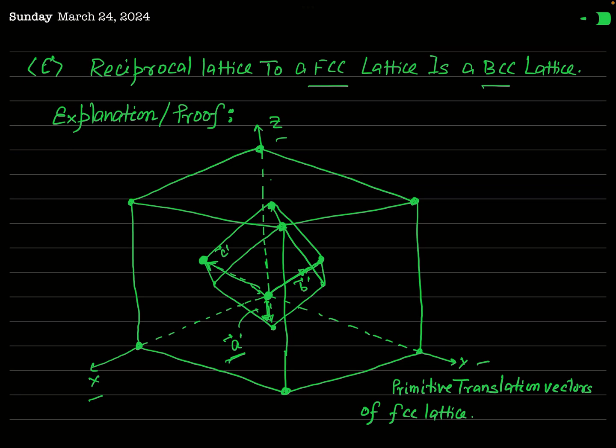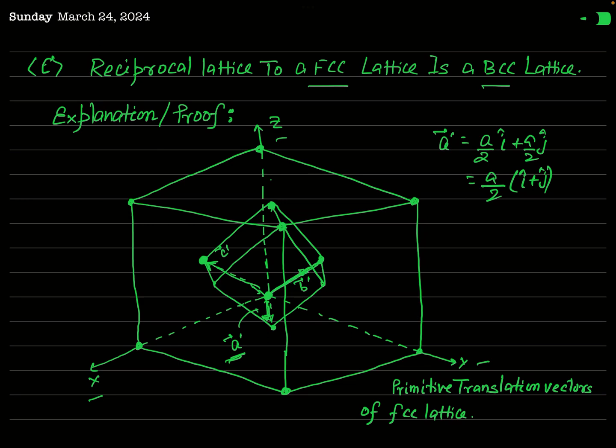Actually, it is clear from this figure that this A prime lies in XY plane. See here. Since A prime is in XY plane, its Z component will be 0, because the Z axis is perpendicular to the plane in which this A prime is lying. So A prime will have only two components: one will be the X component, and another will be the Y component. And what will that be? Actually, A prime will be equal to magnitude of A prime, which is A by 2, along I, plus its projection along the Y axis, which is also A by 2. So this is simply A by 2 times I plus J, and its Z component is 0, so I have not written it here.